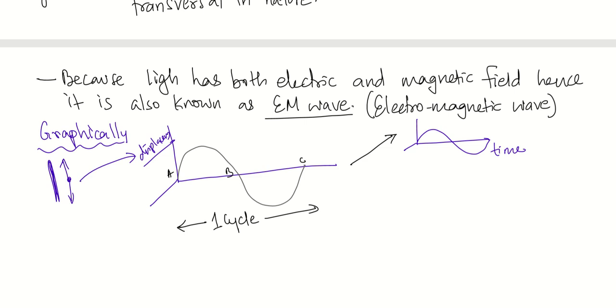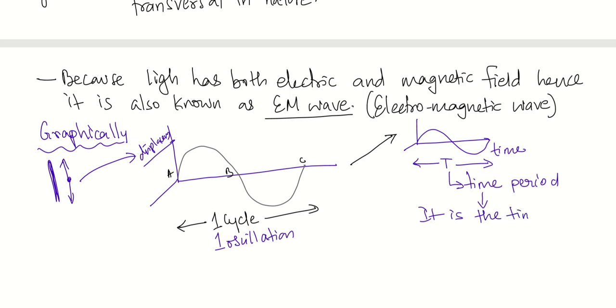Now, if it is time here, in how much time has one oscillation, or one cycle, been made? This is also called one oscillation. The time taken for one oscillation from here to here is also called your time period. And what is time period? It is the time taken for one oscillation.